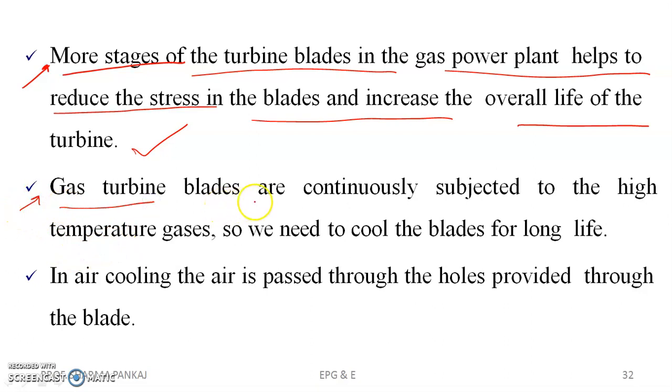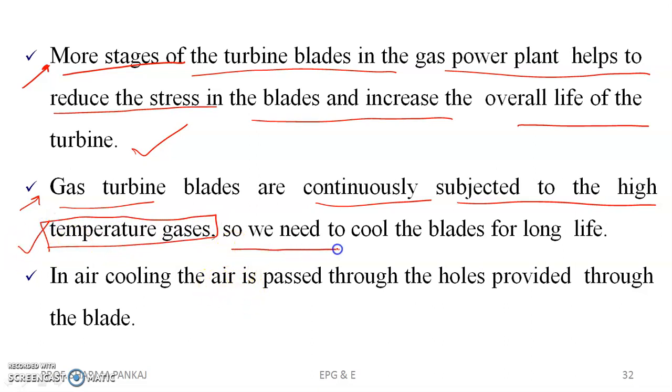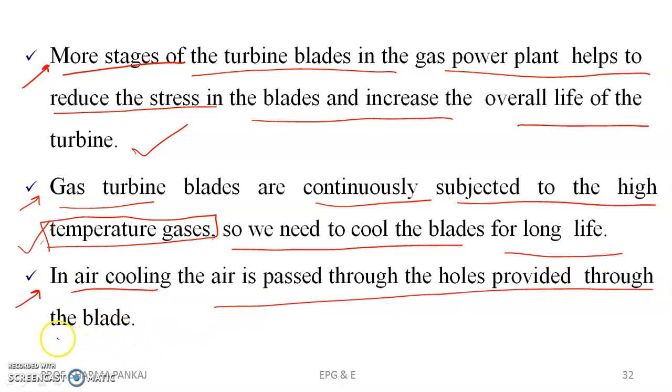Gas turbine blades are continuously subjected to high temperature gases. This is very important, so we need to cool the blades for longer life. It is to be done on highest priority to increase the longevity of the gas turbine blades. Otherwise the life will be reduced. In air cooling, the air is passed through the holes provided through the blades.